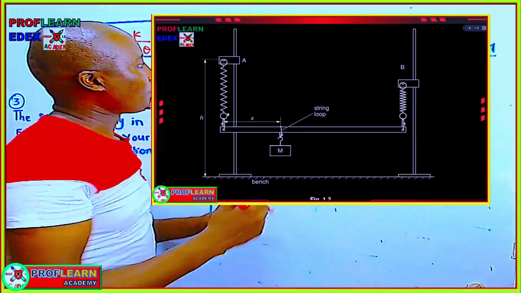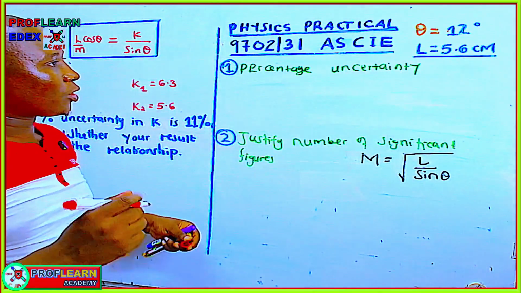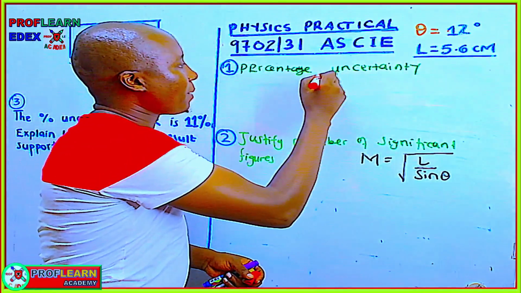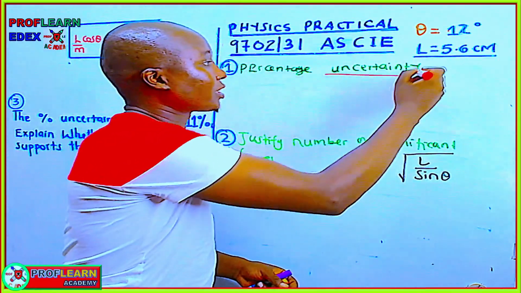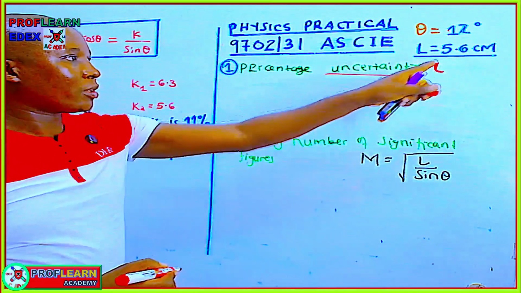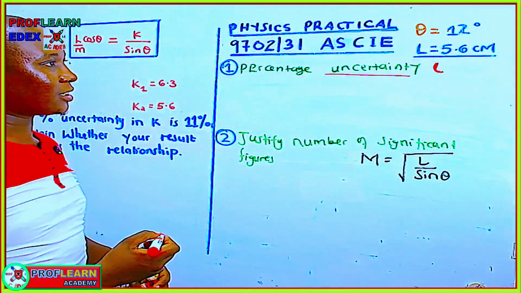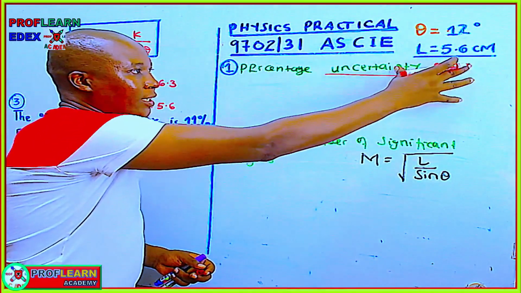So let's start. One of the questions that you are going to see in that paper is where you are supposed to work out the percentage uncertainty of a measurement. In this case, we are supposed to find the percentage uncertainty of L. If L is a measurement that you have taken and you're supposed to find the percentage uncertainty, you need to use this approach.